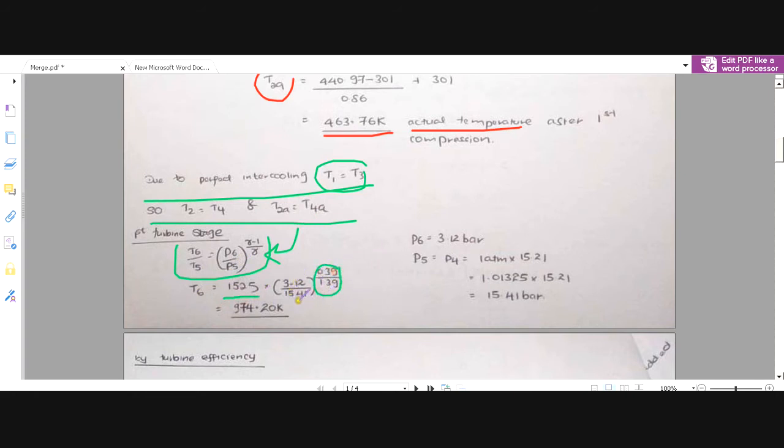What is this one? P6 divided by P5. That is very clear, because I think in the board video I explained how to find P5. P6 is given. What is P6? It is the pressure at the end of the expansion in the first stage. That is the final pressure at the end of the first expansion. What is this one? 15.41. That I very clearly explained.